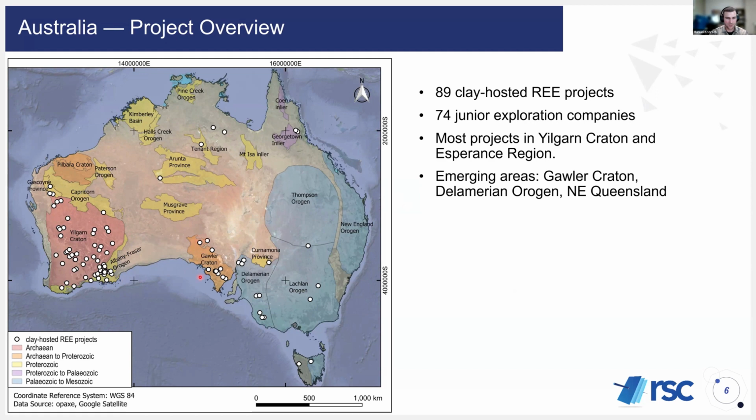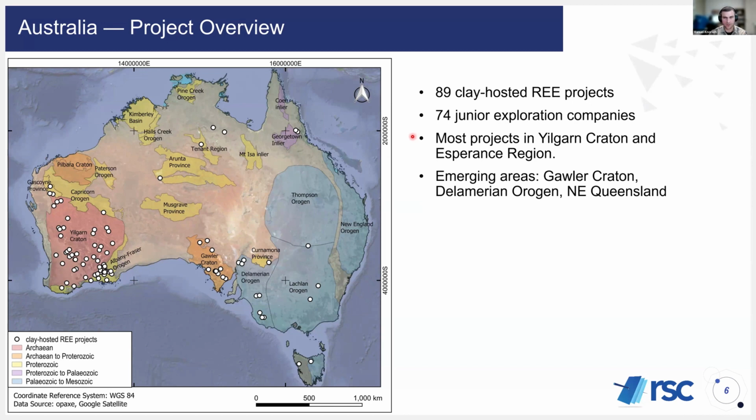We see a lot of activity also in the Gawler Craton, and more recent activity as well in the Delamerian Orogen, and also up here in northeast Queensland. Overall, it's 89 projects, and they're all run by junior exploration companies.